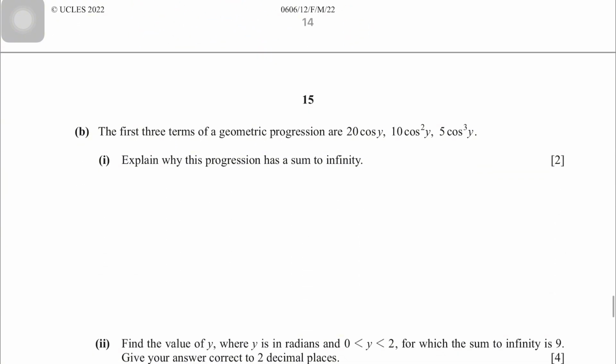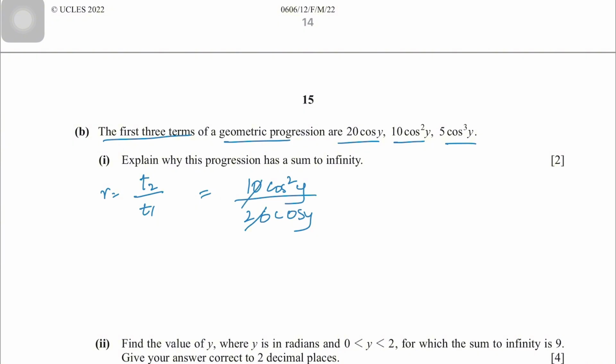we have our part B, the first three terms of a geometric progression. The first three terms of a geometric progression are 20 cos y, 10 cos squared y and 5 cos cubed y. We need to calculate the r. So let's calculate r. r would be t2 upon t1, term 2 upon term 1. So this is our term 2 and this is our term 1. This would be cancelled out. This would be 0.5 and this would be cancelled. So this would be 0.5 cos y as our r.